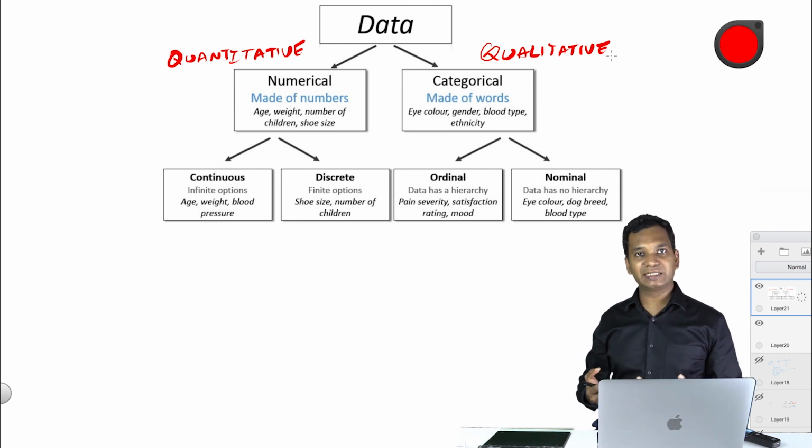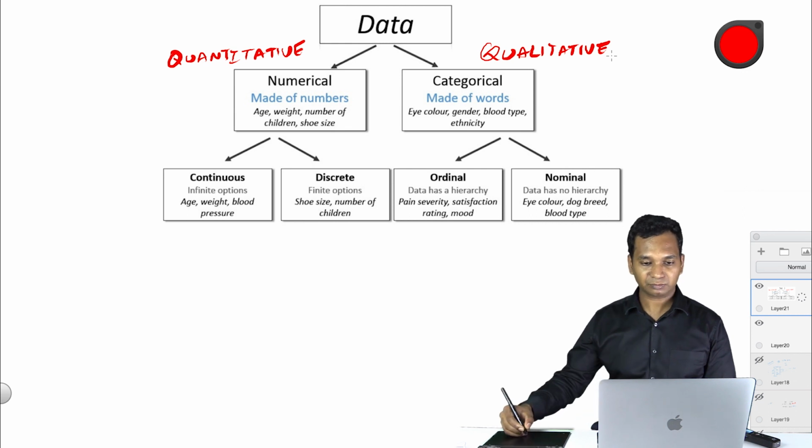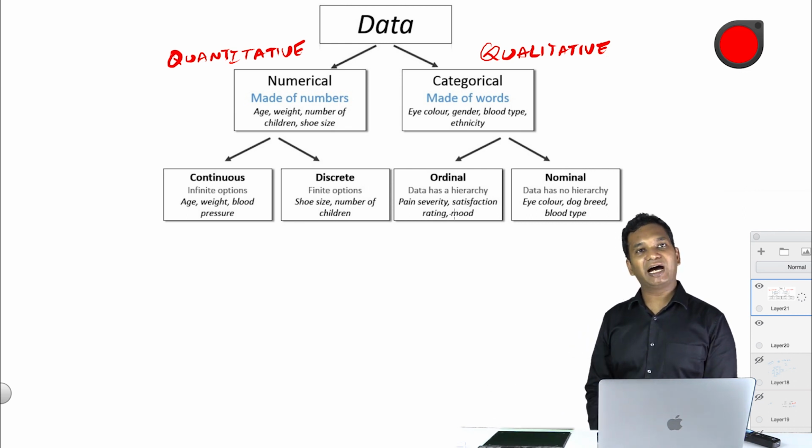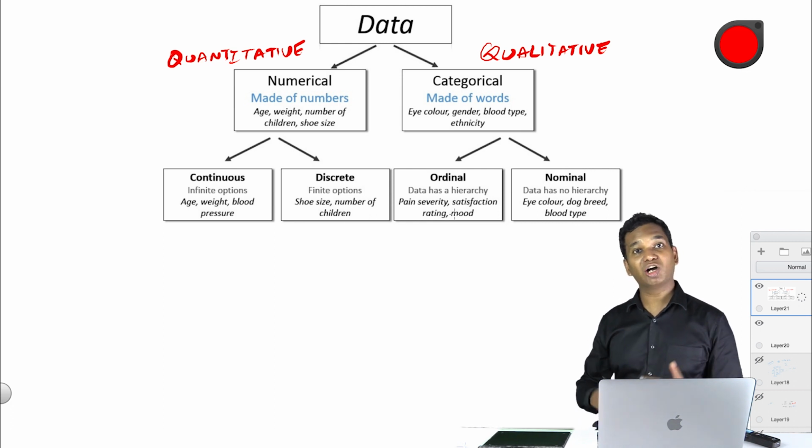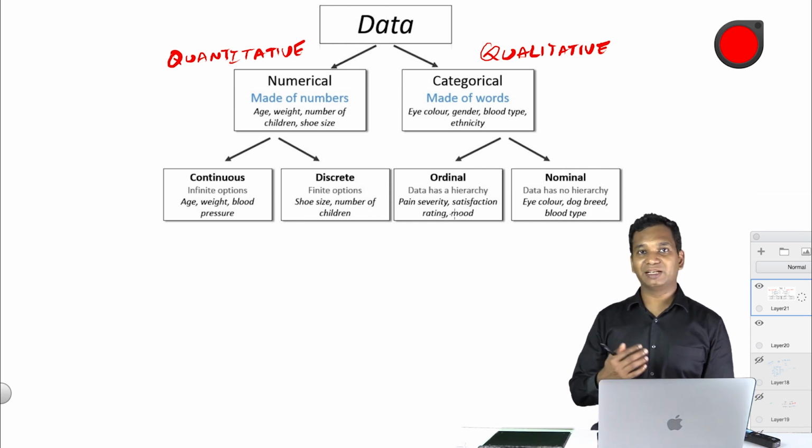So categorical data or qualitative data talks about the quality of a particular aspect. Other examples include your eye color, blood group type, ethnicity, your dog breed, for example, or vehicle brand you are driving. All of these come under categorical data.